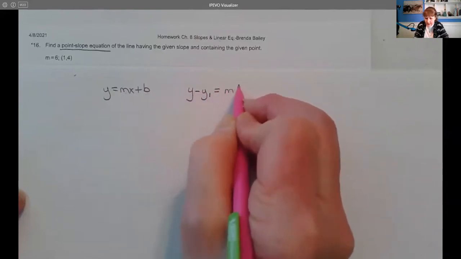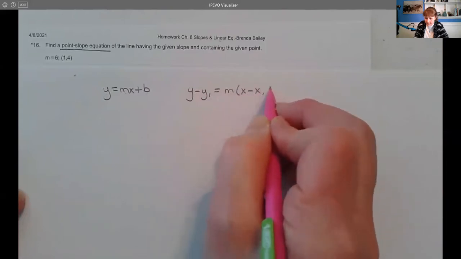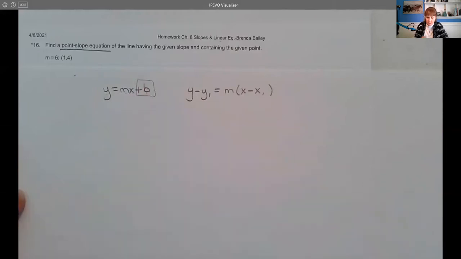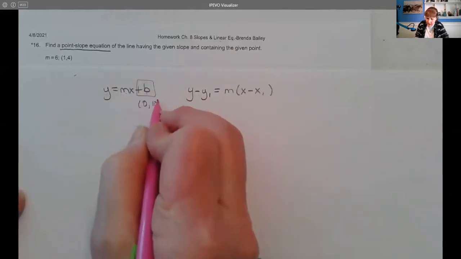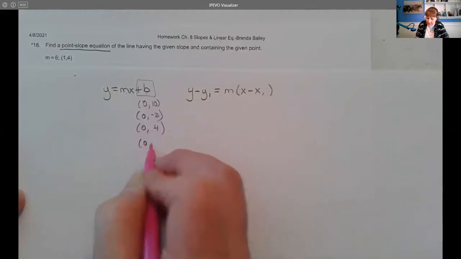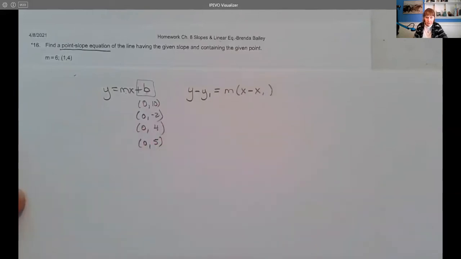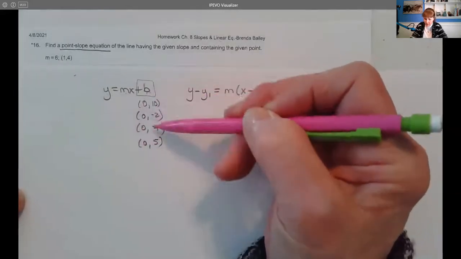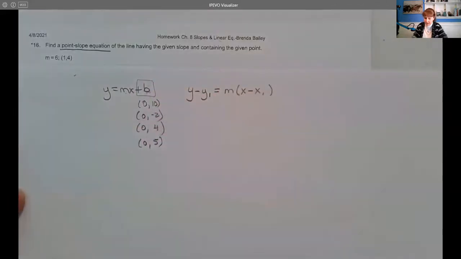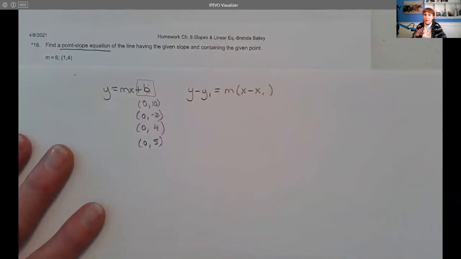This one is really a nice one to use because a lot of times we're not given the y-intercept. We're not given the (0, 10) or the (0, -2) or the (0, 4). We're not given that point where it hits the y-axis. We're just given some random point, not necessarily the one where it hits the y-axis. We're given some other points. And if you are given some other different point, you'll want to use this template.